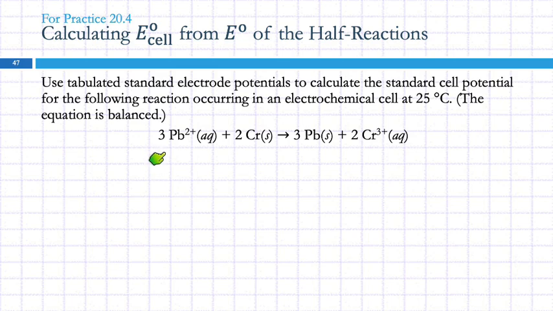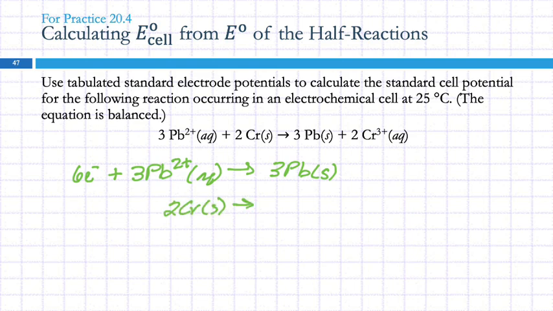Well, lead ion is going to lead metal, right? That doesn't work. 3Pb2+ aqueous is going to 3Pb solid. There's got to be some electrons involved there, right? So we're going to have some electrons over here. And then we've got 2 chromium going to 2 chromium ions. And that one's going to have the electrons over here, but not 1, and not 2, but 6. Okay?